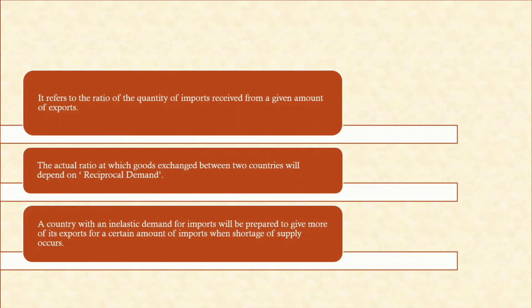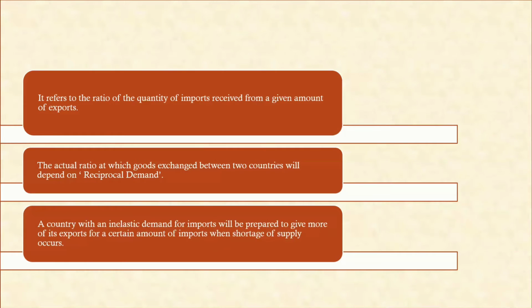A stable ratio of exchange will be fixed at a point at which the value of imports and exports of each country is in equilibrium. A country with an inelastic demand for imports will be prepared to give more of its exports for a certain amount of imports when a shortage in supply occurs. The TOT, or the terms of trade, will therefore be unfavorable to that country, and also its gain from trade will be less.